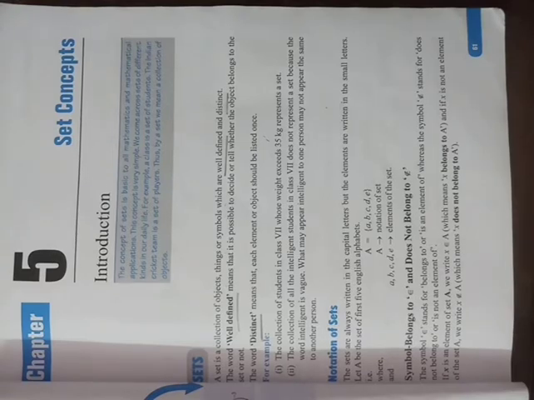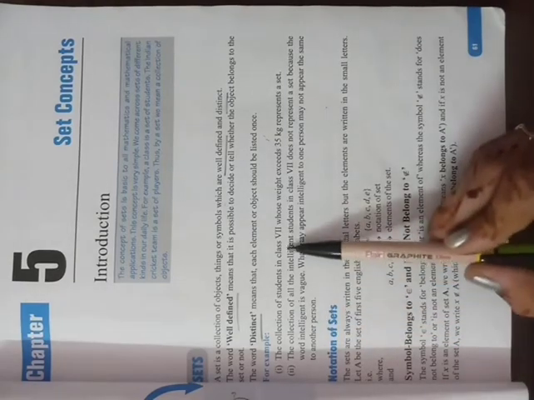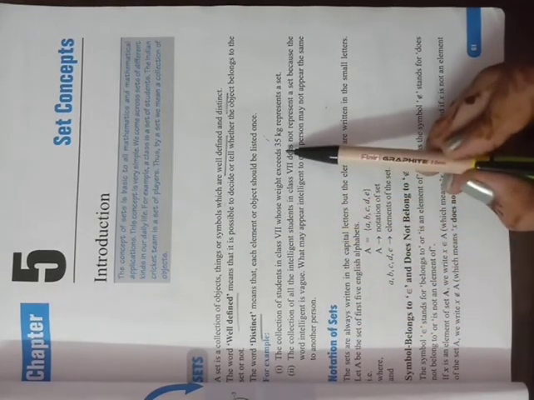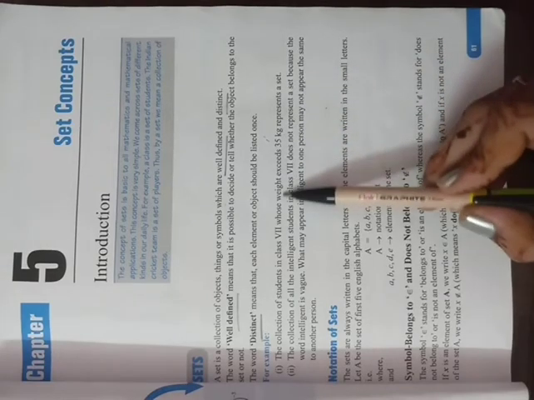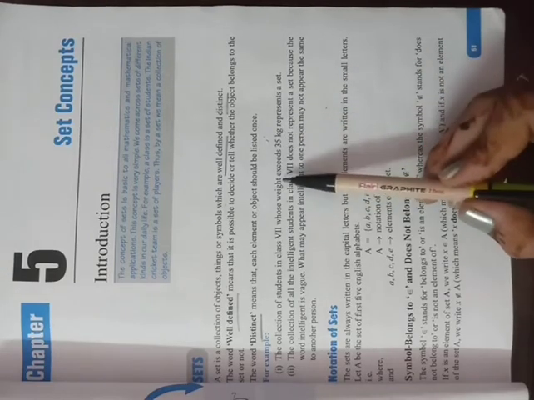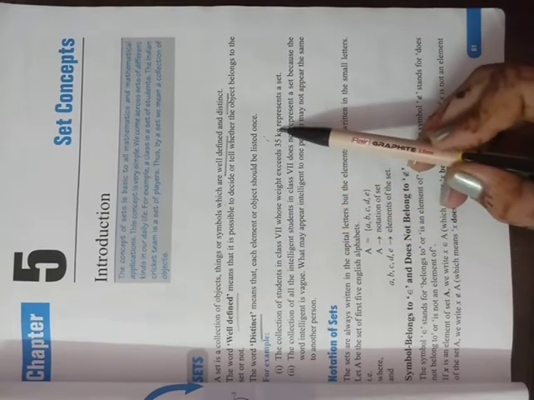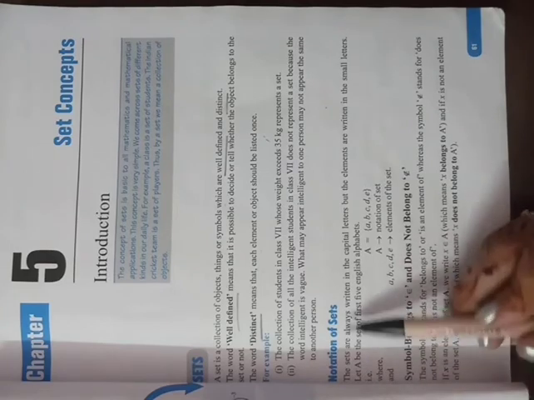Let's take one more example. The collection of students in class 7th whose weight exceeds 35 kg represents a set because we can easily measure the weight, and for the students who are more than 35 kg we can note the names of those students. Next is notation of the set.